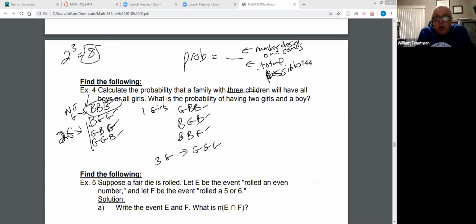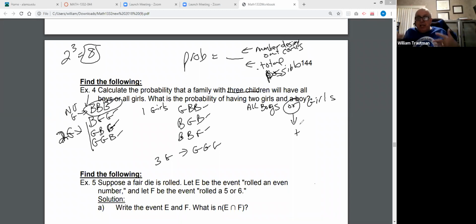First, we're going to find the probability that we have all boys or girls. Now, the big thing here is to know that or means you're adding them. And means it's happening at the same time, but or means you add them.